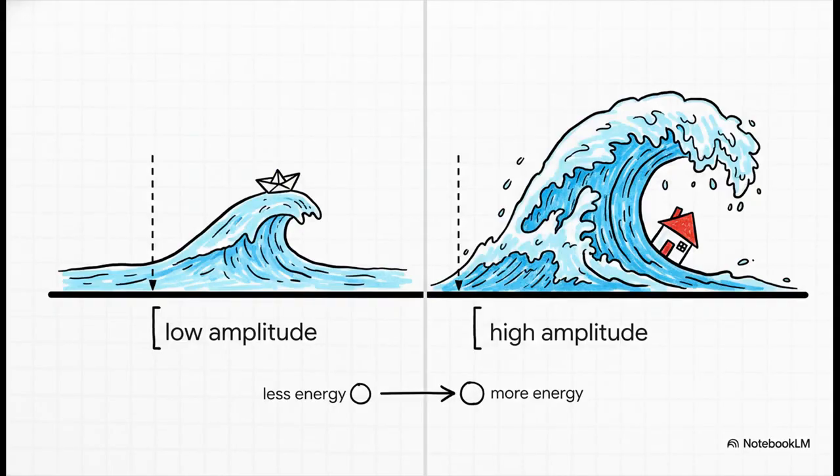Now, let's talk about the height of the wave. That's called its amplitude, and it's a dead giveaway for how much energy it's carrying. A tiny little ripple in a pond, not much energy. But a giant tsunami wave has a massive amplitude, which means it's packing an incredible amount of power. It's really simple. The taller the wave, the more punch it has.